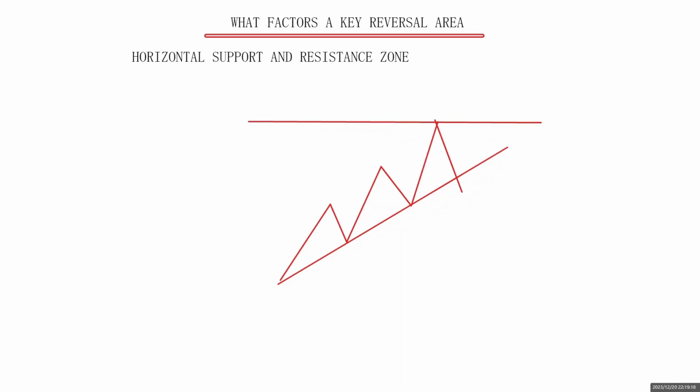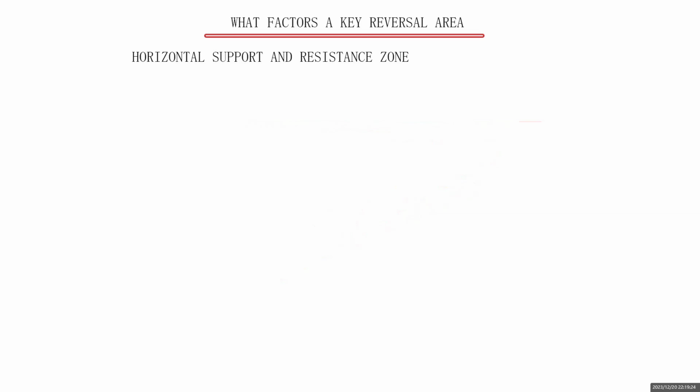So it's important to take note of strong horizontal support and resistance levels on the chart. The next thing to take note of is the Fibonacci 61.8.